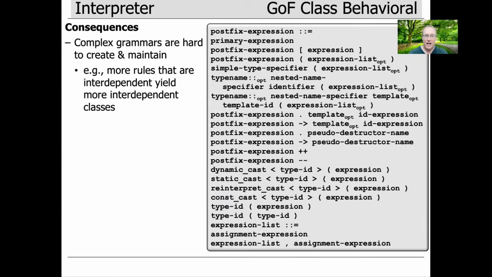However, when you start getting complicated grammars, such as the grammar for C++ expressions, which is very complicated, believe me, then you can end up with a very unwieldy approach that may be hard to implement by using the interpreter pattern in the manner we've described here, because you end up with lots of classes. Many of those classes are interdependent and therefore tedious and error prone to develop and evolve.